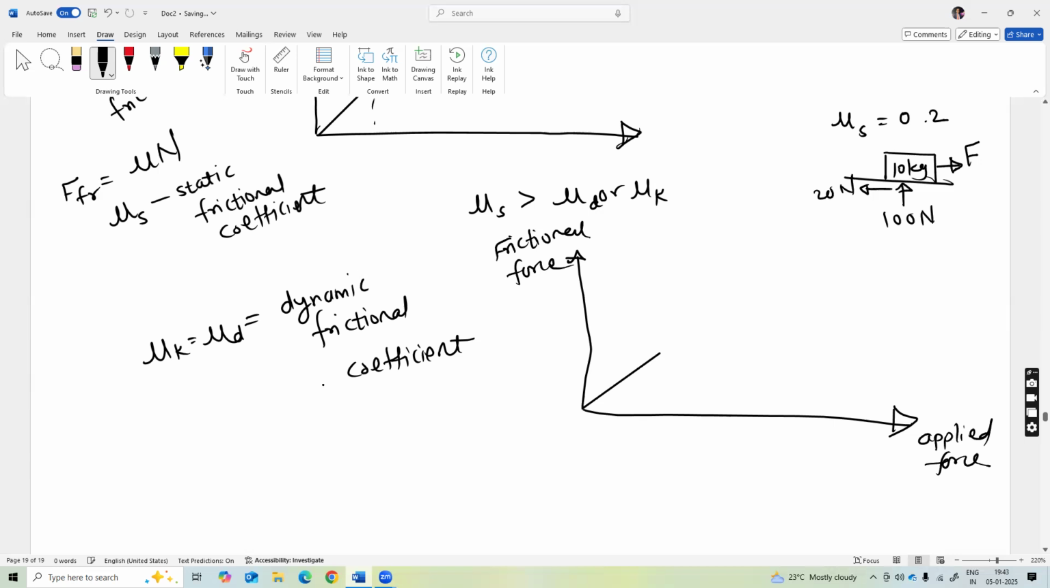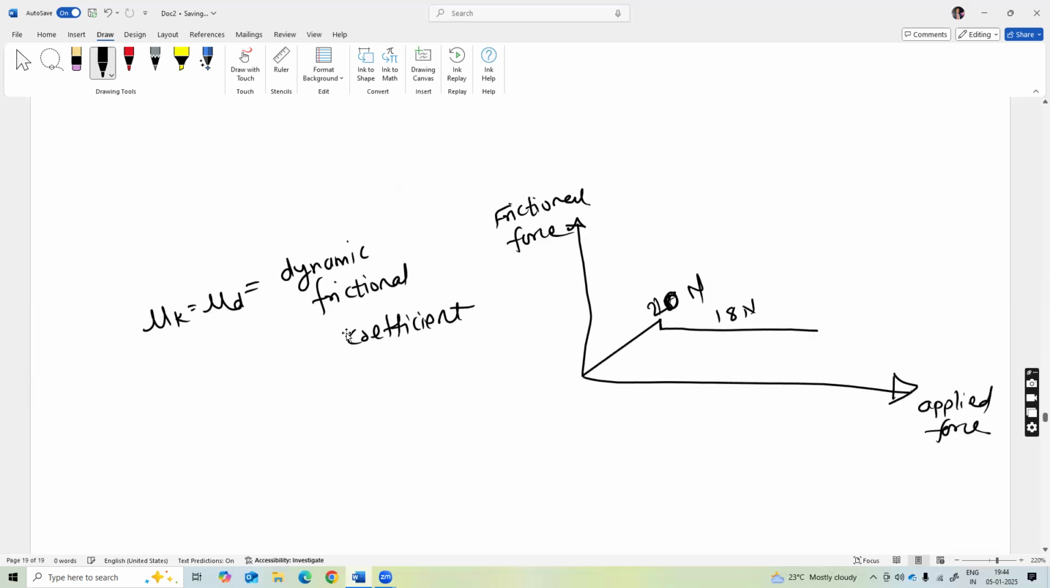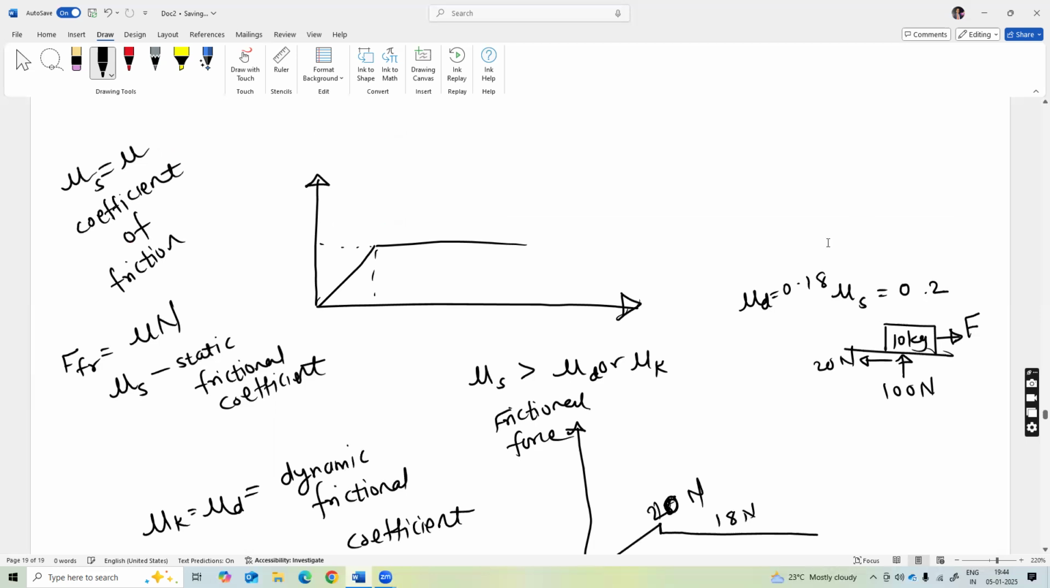And let's say you have a dynamic frictional coefficient of, let's say, 0.18. So as soon as you cross the 20 Newton force value, the object will start moving, and then this frictional force value will come down to 18 Newton. Okay, no matter how much you change the applied force. But in our syllabus, whatever I have seen, mostly they do not give two different coefficients.